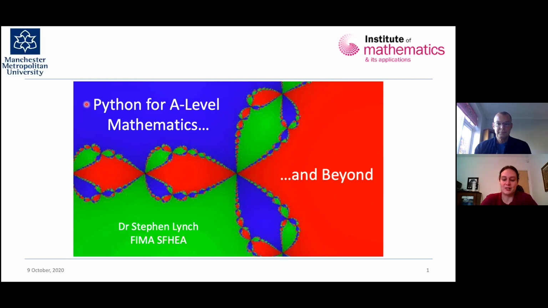Stephen Lynch, who's giving the talk, is the Deputy Head of the Computing and Mathematics Department at Manchester Metropolitan University. He has over 30 years experience in using programming in his teaching and research, and he's also written numerous books on Python, Maple, MATLAB and Mathematica. So he's very well placed to make us think about the introduction of programming to mathematics teachers.